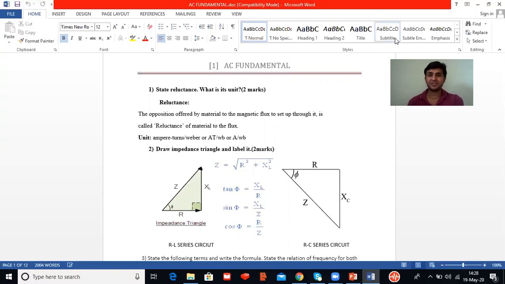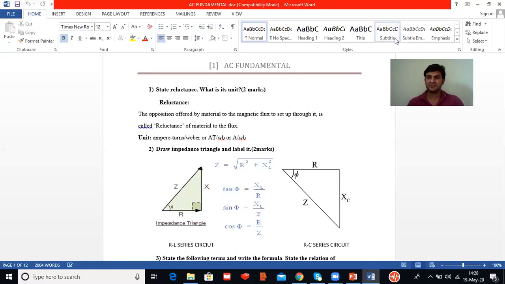The first question on the chapter AC fundamentals, they ask every time, is the definition of reluctance with its units. So the question is: define reluctance with its units. What is meant by reluctance? Reluctance is defined as the opposition offered by the material to the magnetic flux set up through it. It is called reluctance. The unit of reluctance is ampere turns per Weber.